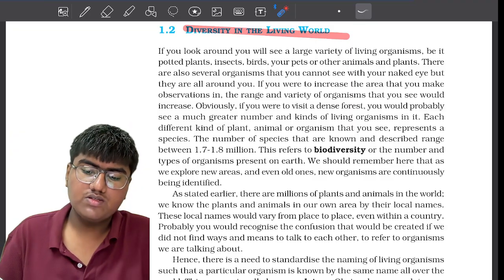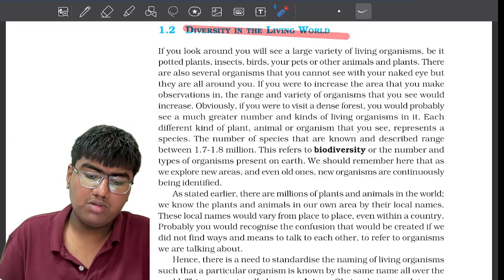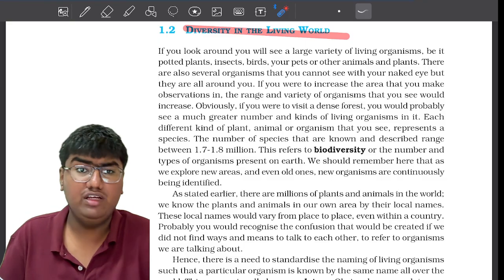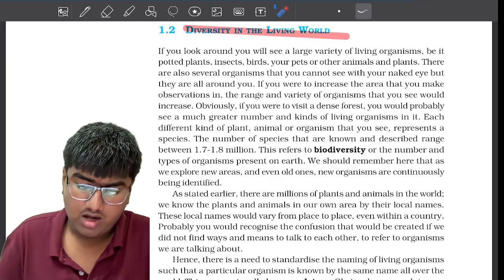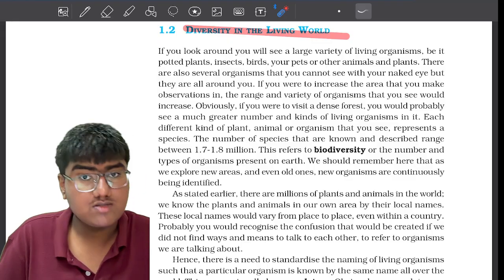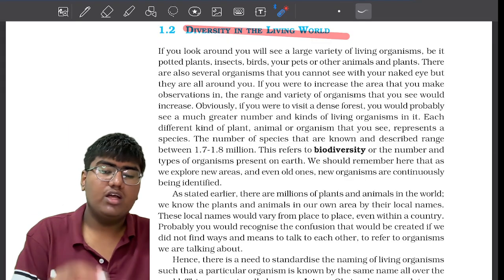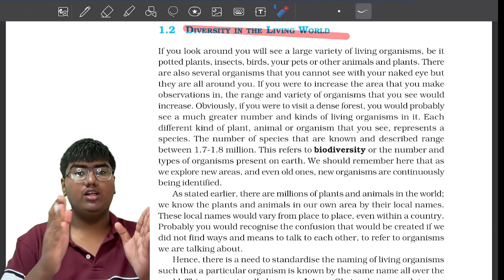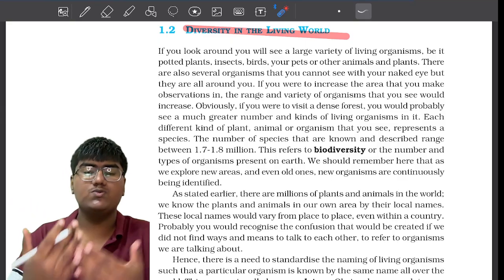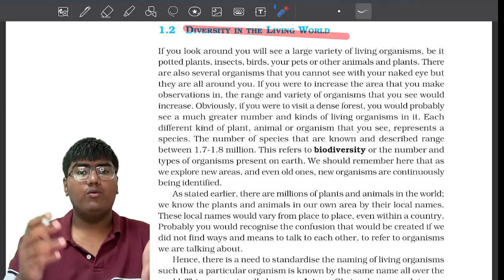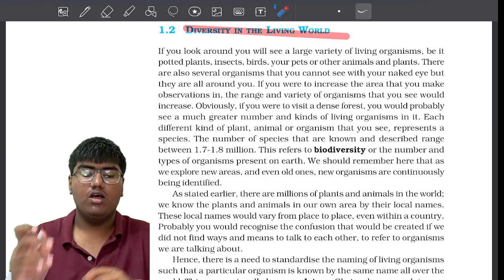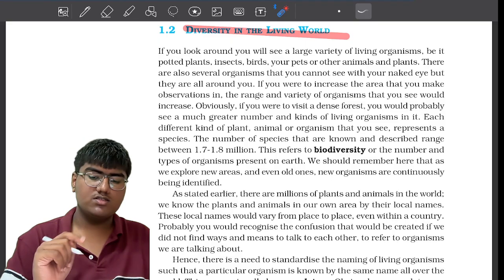Obviously, if you were to visit a dense jungle, you would probably see a much greater number and kinds of living organisms in it. Yes, the jungle has many types of organisms. We can observe them. Each different kind of plant or organism represents a species. For example, if we consider humans, we all are one species, which is sapiens, Homo sapiens, in which sapiens is the species. We all belong to one species, that is sapiens.